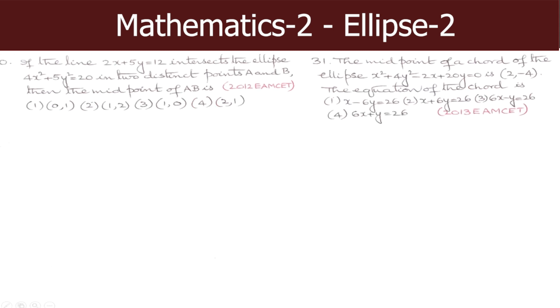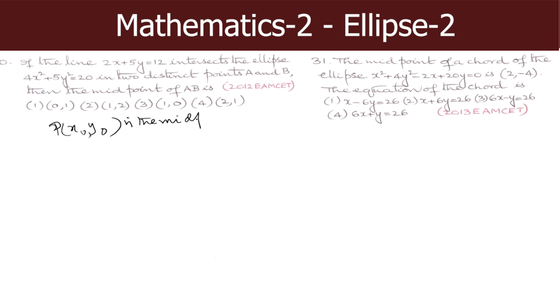Okay, next. If the line 2x plus 5y equal to 12 intersects the ellipse 4x square plus 5y square equal to 20 in two distinct points A and B, then the midpoint of AB is? See, the line meets the ellipse in 2 points A and B. He is asking the midpoint of AB. Suppose you say P(x naught, y naught) is the midpoint of AB.